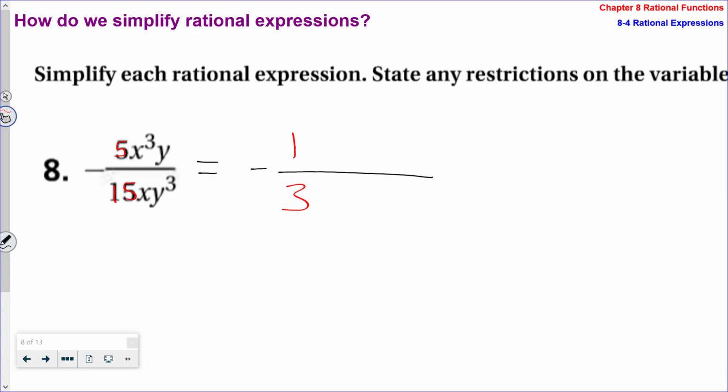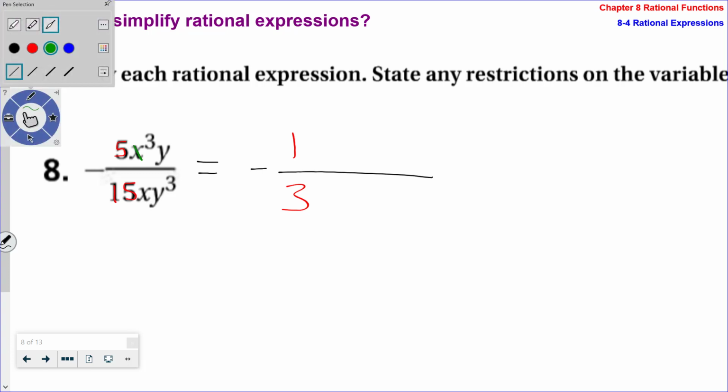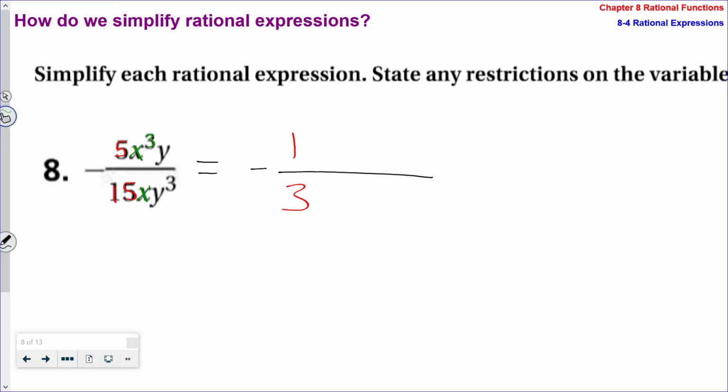Now let's simplify the variables. So the variables, we have x to the third over x. This is not new. You've seen this before. You've done it before. What is x to the third divided by x? When you divide and the bases are the same, what do you do with the exponents? Does anyone remember? Sophia? You subtract them, exactly.